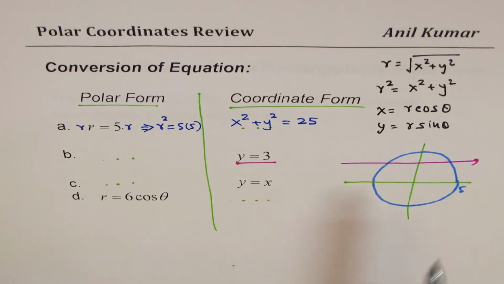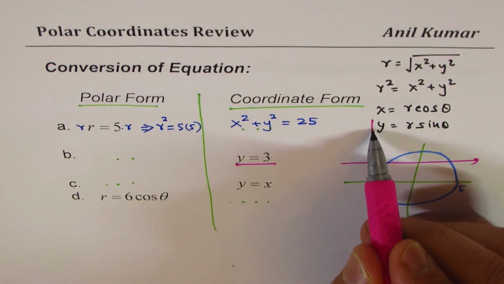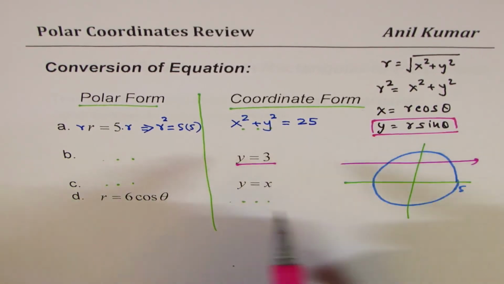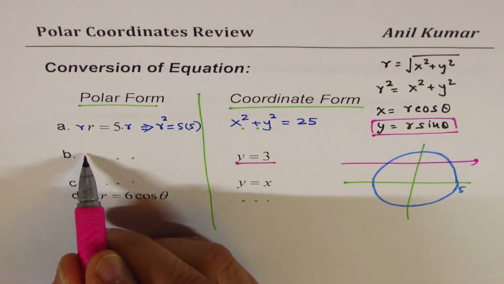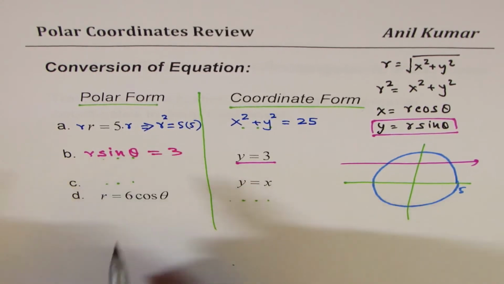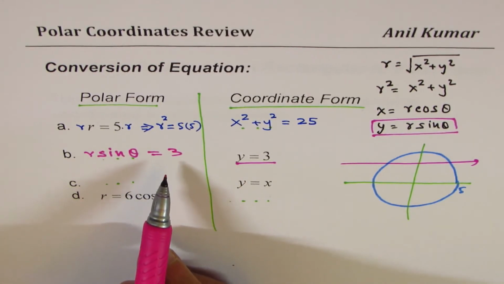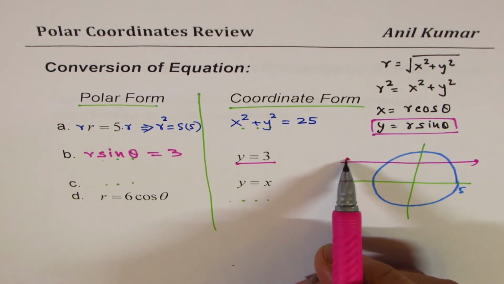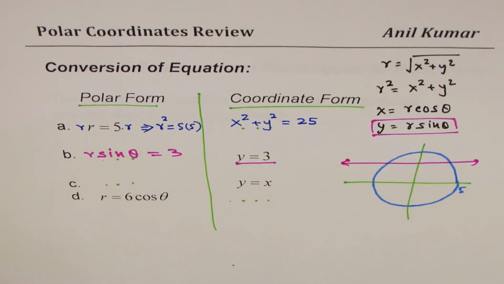How do I represent this in the polar form? Well, we know what y is. So it's straightforward, as you can see. Perfect. So we know that y is r sine theta. So I could straight away write this as r sine theta equals 3. So r sine theta equals 3 represents a horizontal line, as you are seeing here. Is that clear to you, right? So that is how it is.